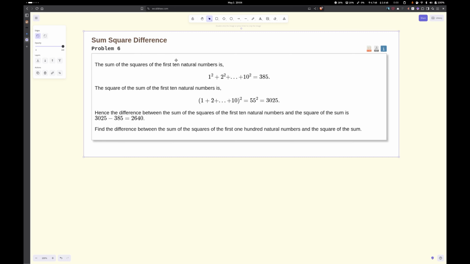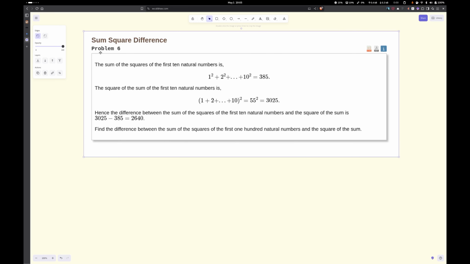The sum of squares of the first 10 natural numbers is 1 squared plus 2 squared plus ... plus 10 squared equals 385. The square of the sum of the first 10 natural numbers is (1 + 2 + ... + 10) equals 55, 55 squared equals 3025. Hence the difference between the sum of the squares of the first 10 natural numbers and the square of the sum is 3025 minus 385 equals 2640. Find the difference between the sum of the squares of the first 100 natural numbers and the square of the sum.